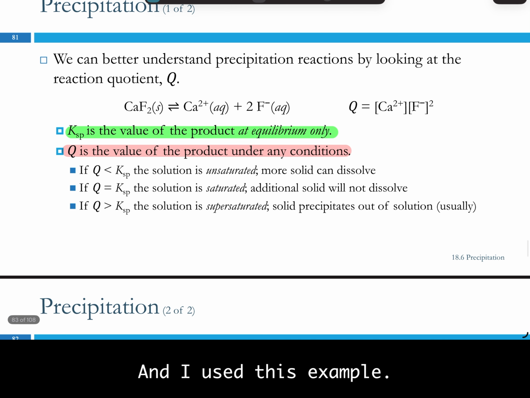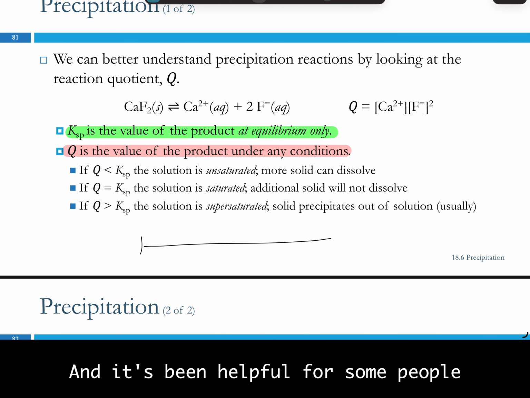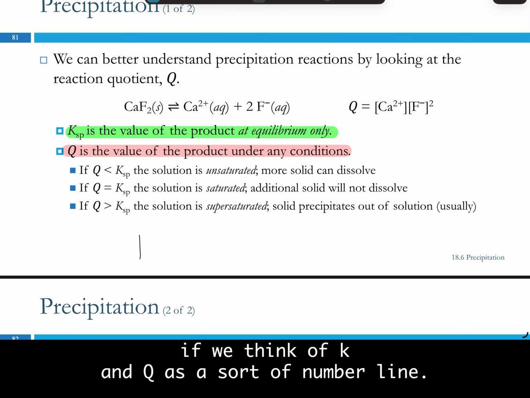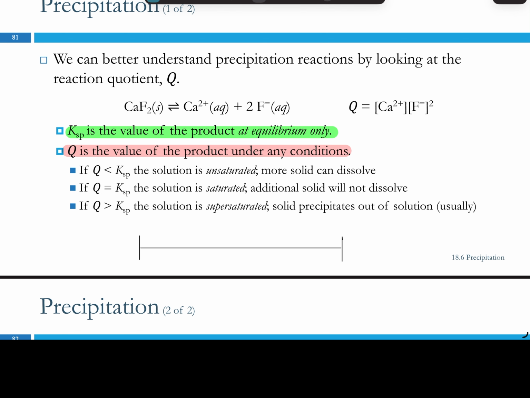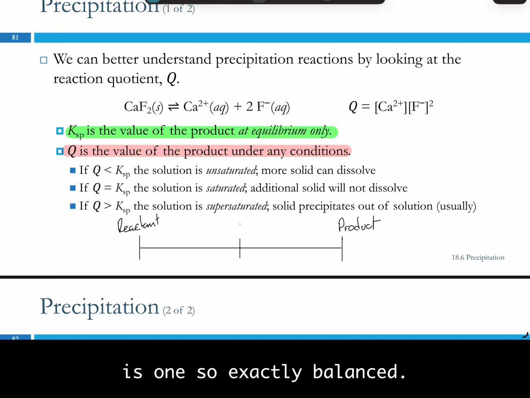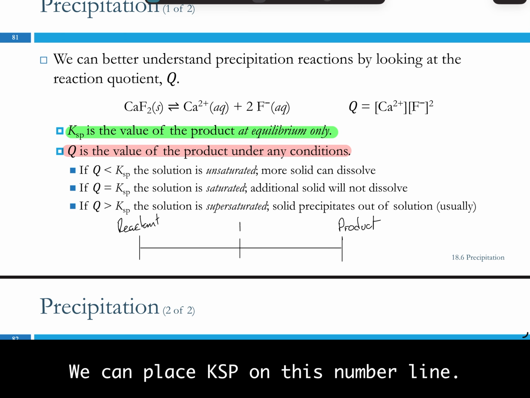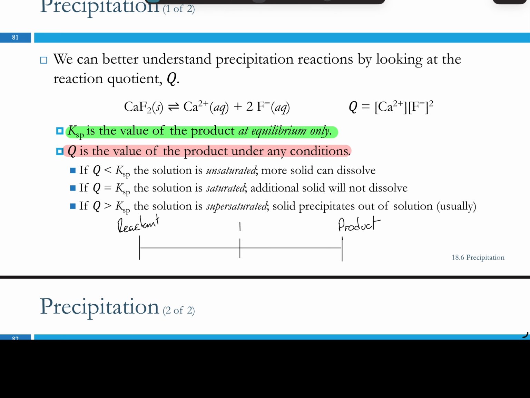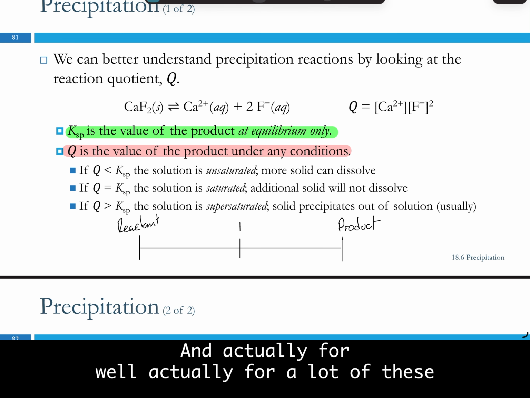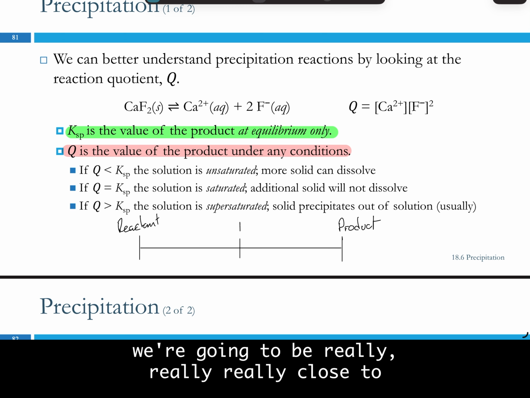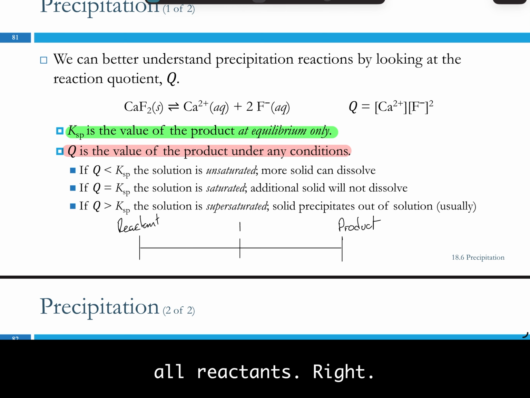And I used this example, and it's been helpful for some people. If we think of K and Q as a sort of number line, where this is product heavy, this is reactant heavy, and in the middle is 1, so exactly balanced. We can place KSP on this number line.